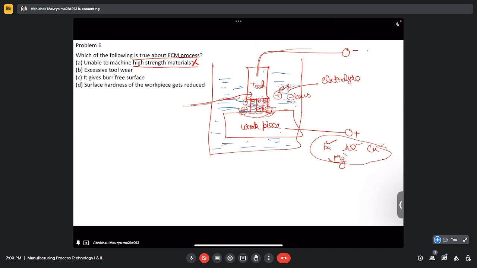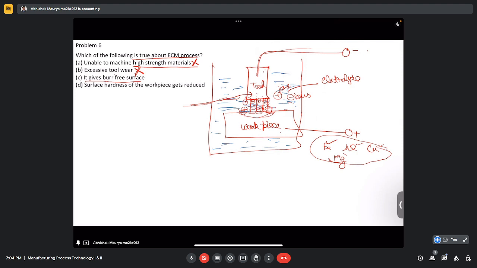Because there is no physical contact between the tool and workpiece, damage to the tool will not happen at all. So tool wear does not take place. And option C is that it gives a burr free surface. Yes, it is correct. Burr is nothing but the unwanted projections which are left out after the machining process.